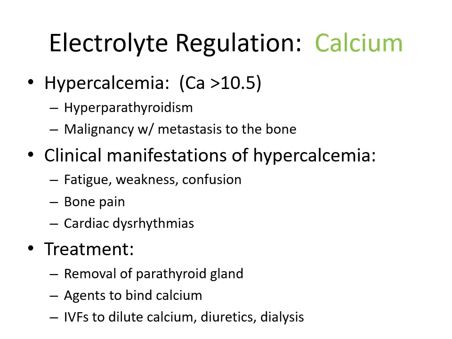Hypercalcemia is high calcium, above 10.5. This can be caused by hyperparathyroidism or the presence of malignancy with metastases to the bone. So again, a spread of cancerous processes to the bone. Clinical manifestations of hypercalcemia include fatigue, weakness, confusion, bone pain, and cardiac dysrhythmias. Treatment involves removal of the parathyroid gland, agents to bind calcium, and IV fluids to dilute calcium, along with diuretics and dialysis.